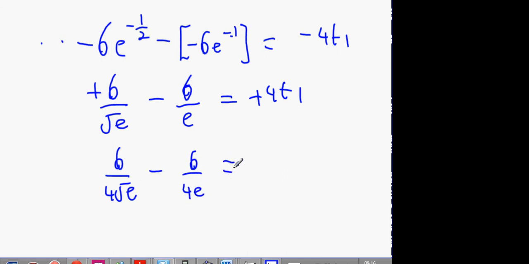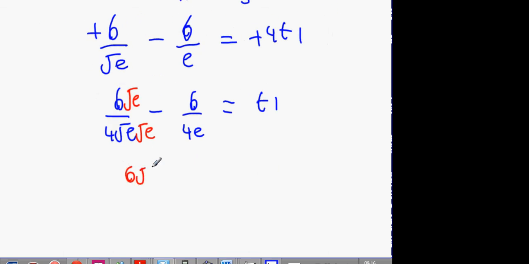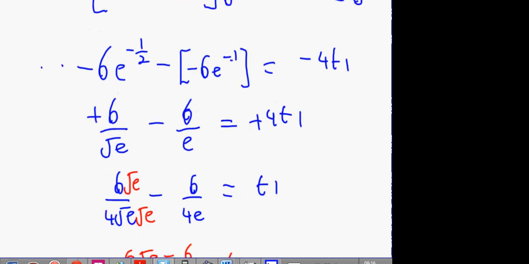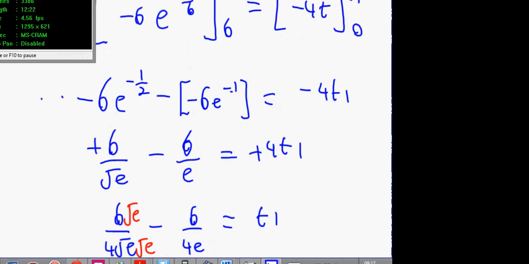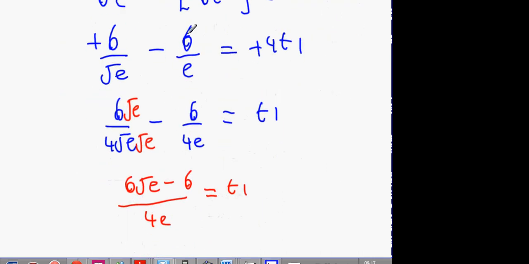And then we're going to get that this here is going to be t1. Now, I could do a trick here to tidy this up. The trick I could do is I could multiply the top here by root e, multiply the bottom by root e, and what this will in fact do is say (6 root e - 6) all over 4e equals t1, and it'll make it much easier to work with. You multiply any number top and bottom by the same amount, it doesn't change the value of that number. Keep this in mind for t1, okay?